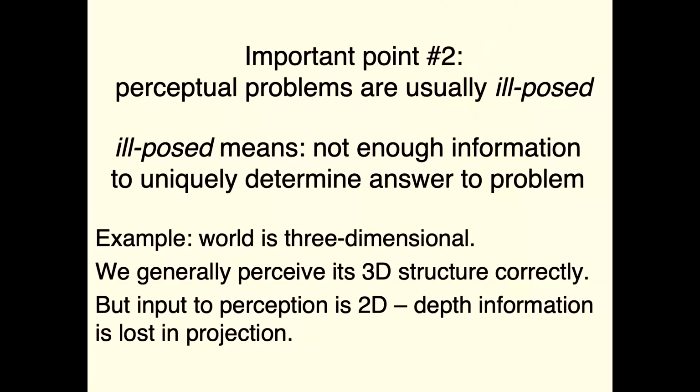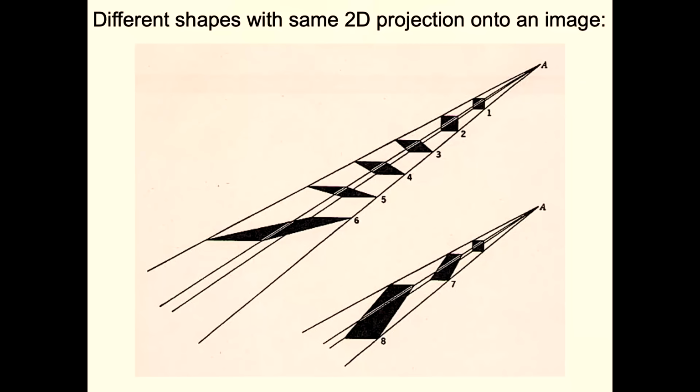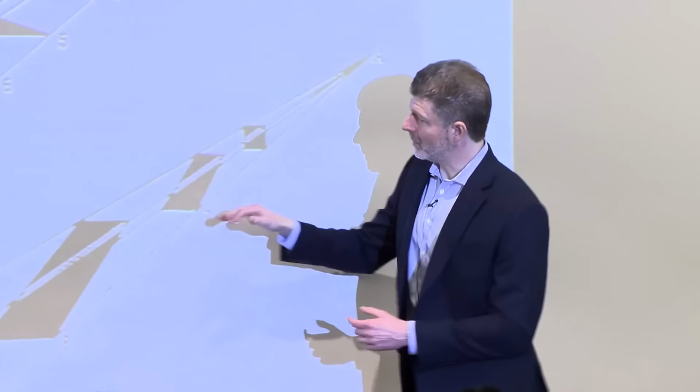But the input to perception, in particular to vision, is two-dimensional. We form an image on the back of our eye. Now we have two images, one for the left eye and one for the right eye, and that actually is part of the solution. But you can close one eye, and depth perception is still pretty good. The depth information in the third dimension is lost in the projection that forms images. So there are lots of different shapes that have the same 2D projection onto an image. Each of these is a different three-dimensional shape, but they line up in just the right way and would all cause the same image.